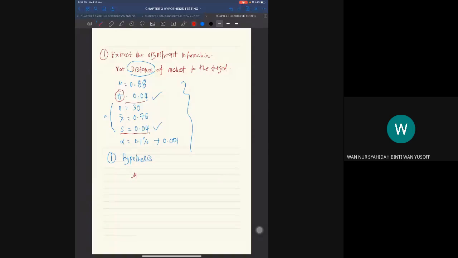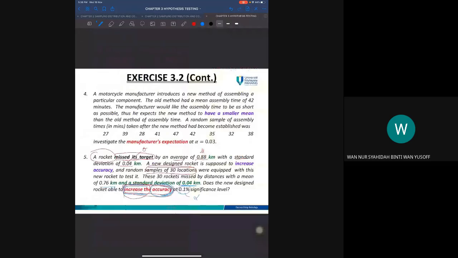Because we try to increase the accuracy, and accuracy is what just now? How close the measured value is to the target. So how close the rocket is to the target. So distance should be reduced. Distance should be decreased. So it should be less than. Okay, so this is one of the examples. Whenever you have increase, it is not always greater than. You have to be careful.